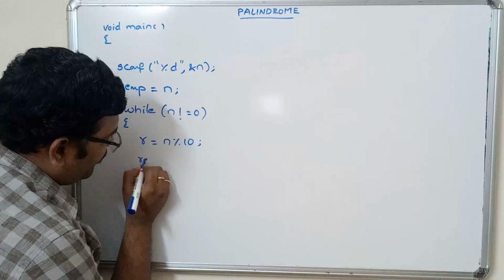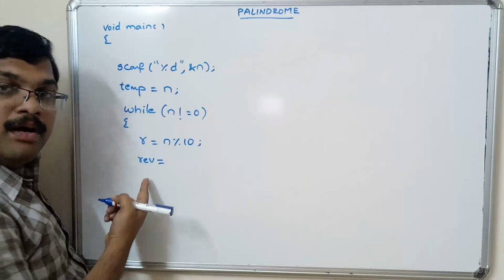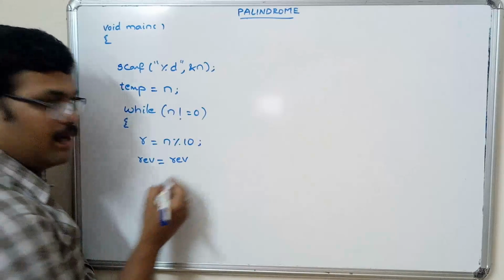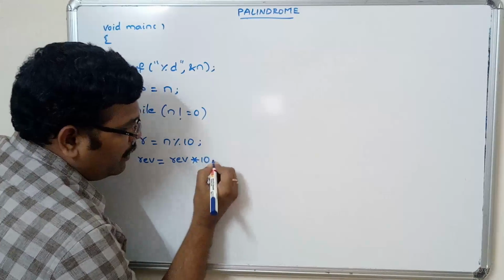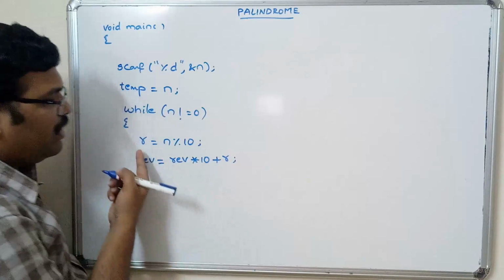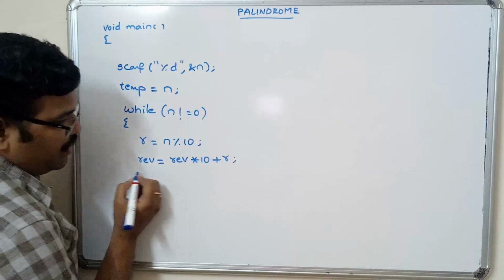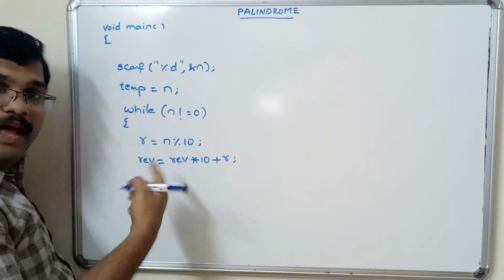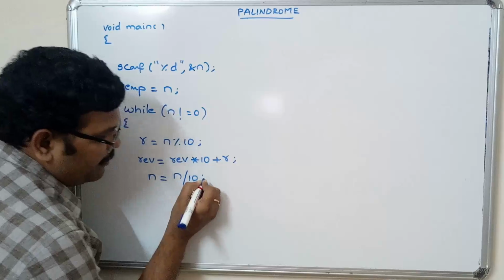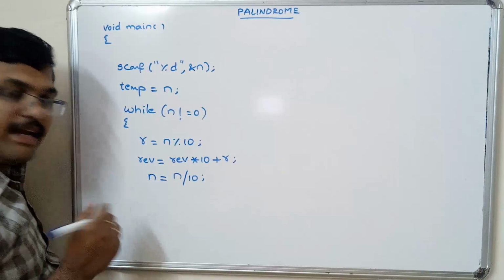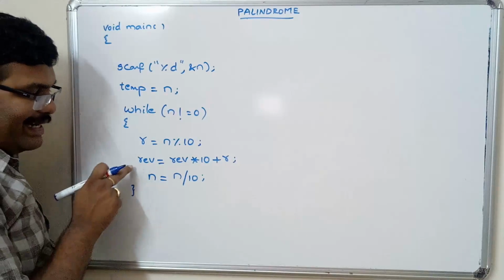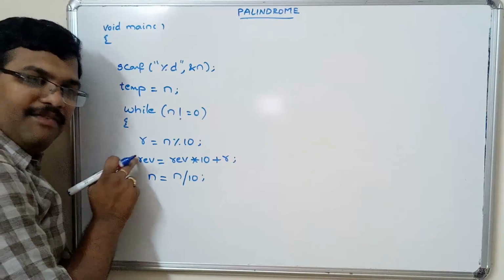Similarly, reverse of a number is equal to reverse of a number into 10 plus r, where r is the remainder. Next, update the value, so n is equal to n by 10. Close the loop. So finally we can get the result in reverse, REV.